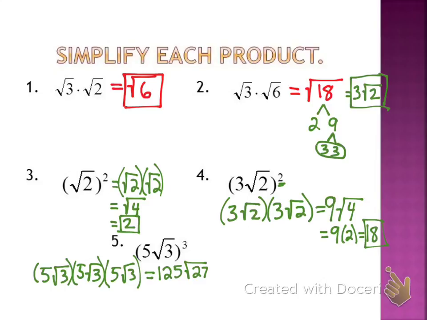Why aren't we done? You can make a tree for 27. We just said that 27 was made up of 9 and 3, so break it down to 9 and 3. So the 3's come out. So I need to multiply the 3 that I'm pulling out by the number that's already out here. What's 125 times 3? 375. Square root, what's left over in there? 3, good.